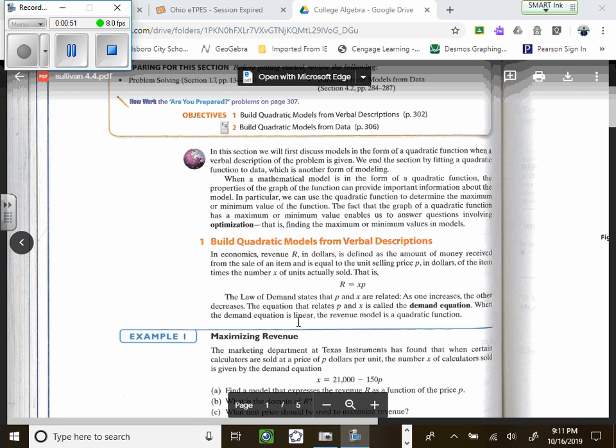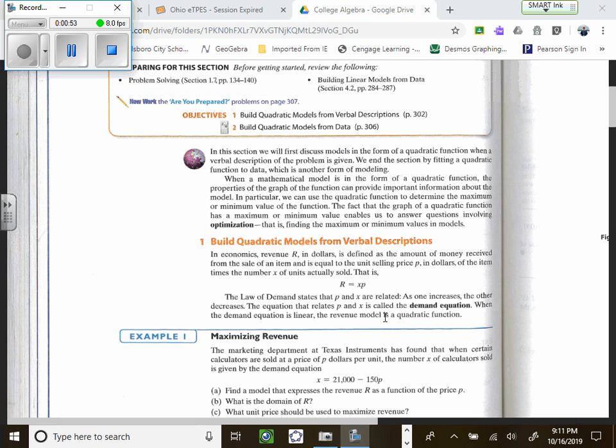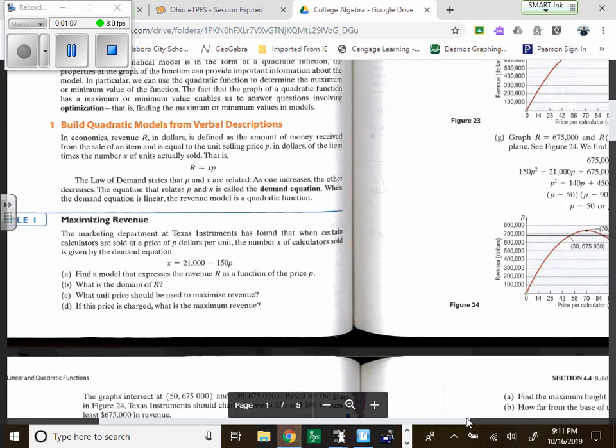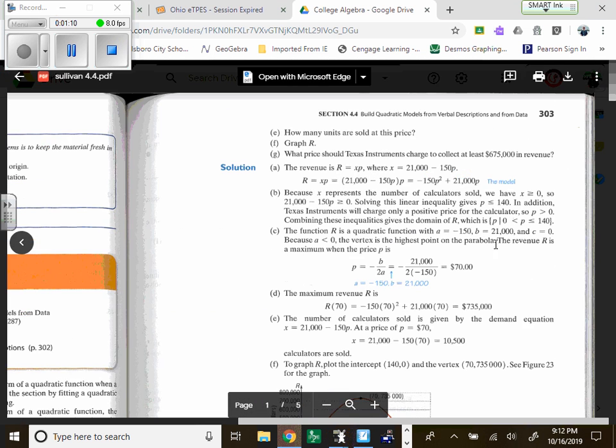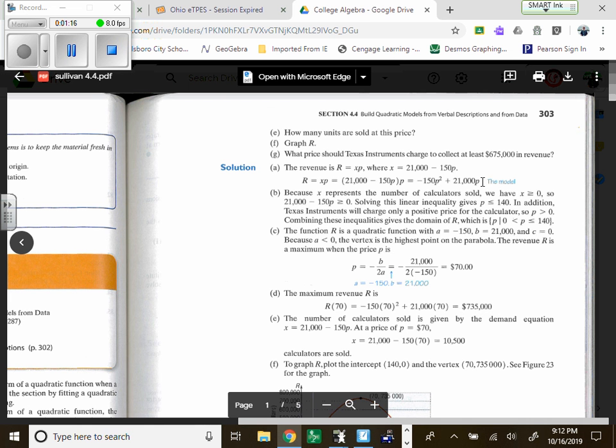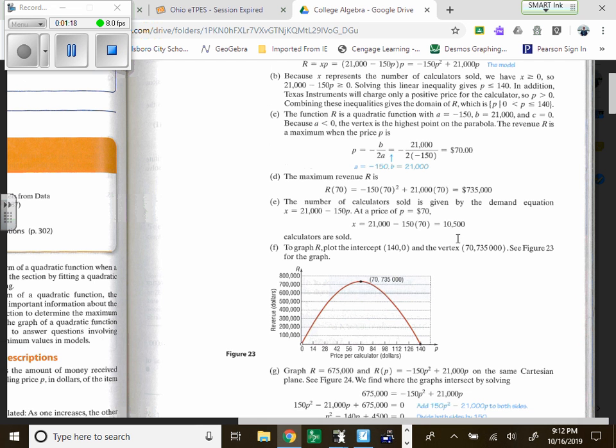When the demand equation is linear, the revenue model is a quadratic function. So the demand equation has to be linear to make this happen. So here's the demand equation, and we're going to put that in together with the price, and we get this nice quadratic here. So let's write in this area right here, get the quadratic, and we graph this quadratic, and it's an upside down parabola.